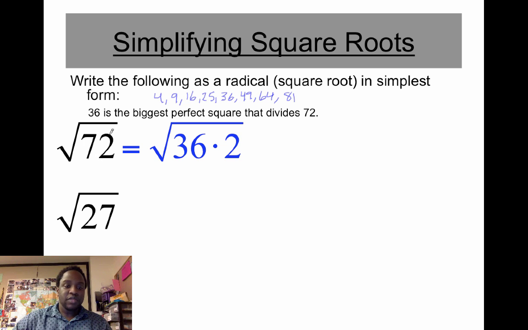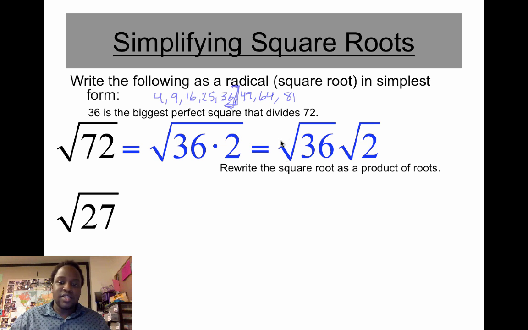So 72 divided by 2 happens to be 36. So I'm going to be checking all the numbers 36 and lower, because 2 times something could equal 72. So I know that 2 times 36 equals 72, and therefore, since the square root of 36 is 6, I can say that this is the square root of 36 times the square root of 2.